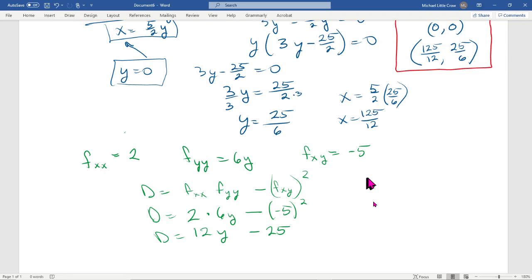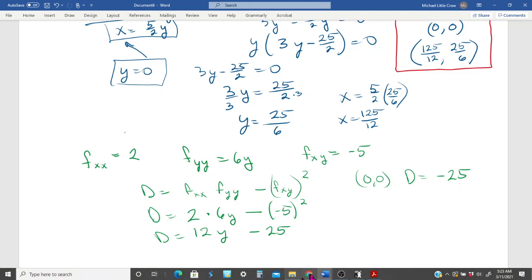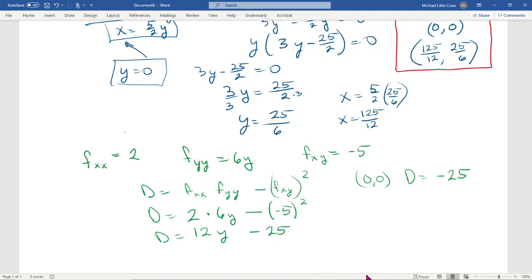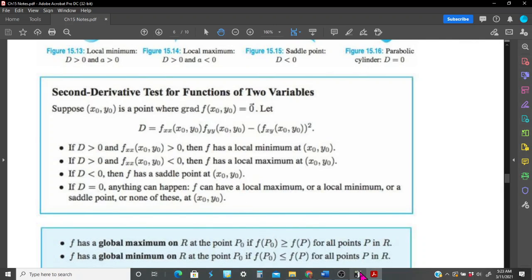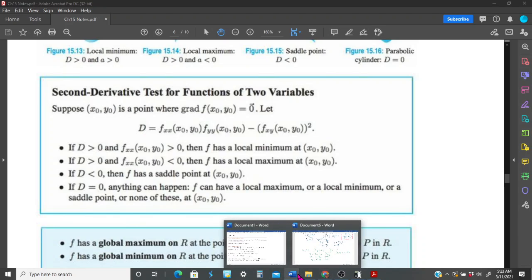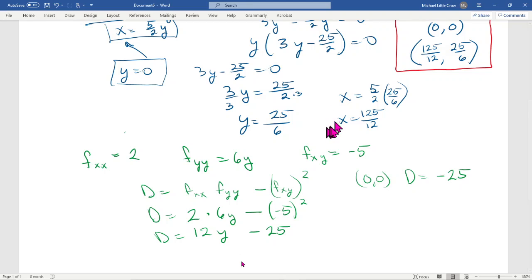So let's check at 0, 0. The discriminant is going to be equal to 0, minus 25. It's going to be negative 25. Okay. So you plug in 0, 0 there. Okay. Get that. And according to this one, the discriminant is negative. We've got a saddle point. Saddle point.